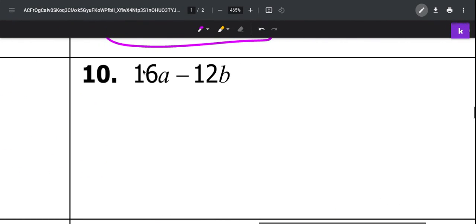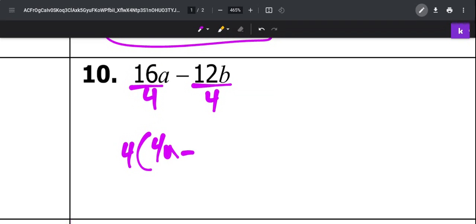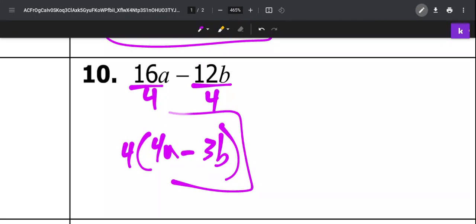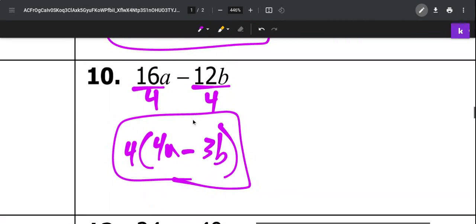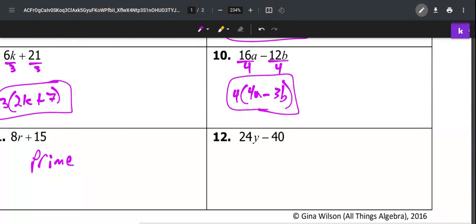16a minus 12b. Once again, look at 16 and 12. Try to find the biggest number that divides both. That number would be 4. But the a and b have to stay because the a and b are different, so you can't factor them out. So 4 is on the outside. 16 divided by 4 is 4. A minus 12 divided by 4 is 3, and then we add our b, so we're finished. All right, so hopefully you did pretty well on those.